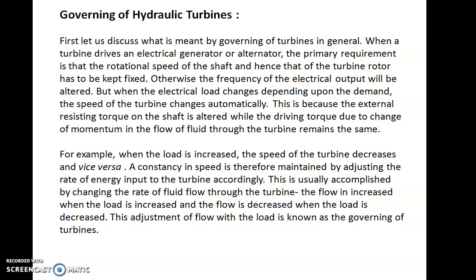So our condition is that the turbine should also run at constant speed. But though the generator is running at constant speed, depending upon the demand and supply, the speed of the generator is changing. That's why you have to change the speed of the turbine also. So the changing of the speed of the turbine, or maintaining the speed of the turbine constant, is known as governing of turbines. I hope you will study this.